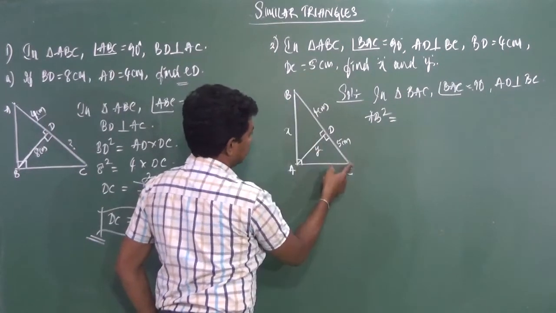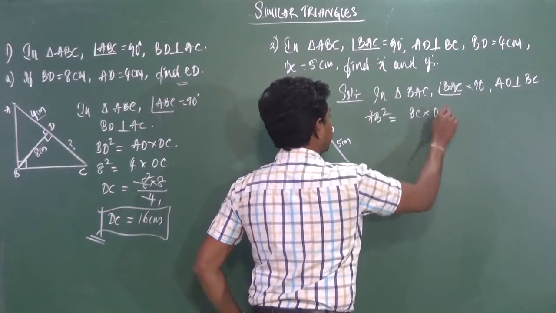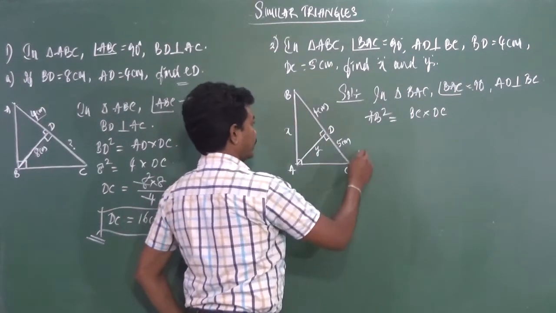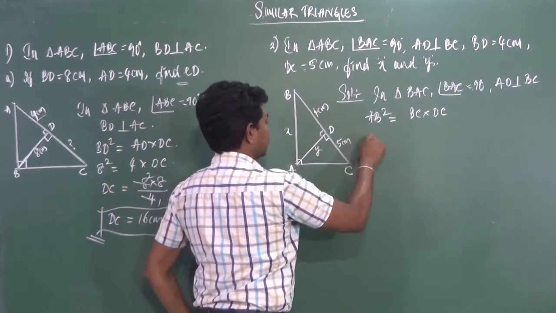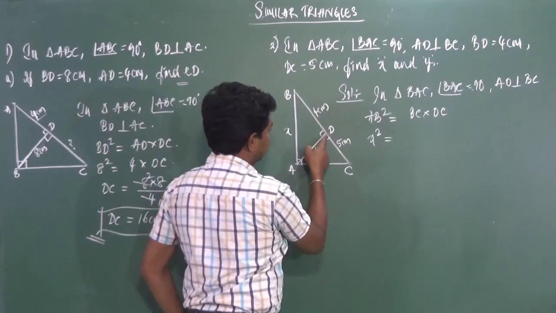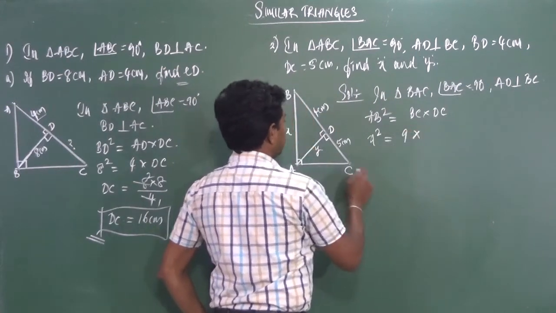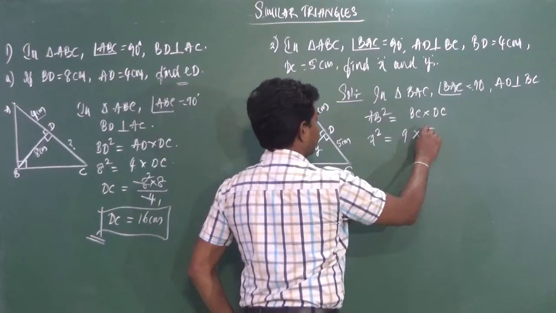AB square is equal to BC into BD. This is corollary 1 we are applying. So AB square, that is X square, is equal to BC, which is BD plus DC, that is 4 plus 5. It becomes 9 centimeters, into DC, which is 5.